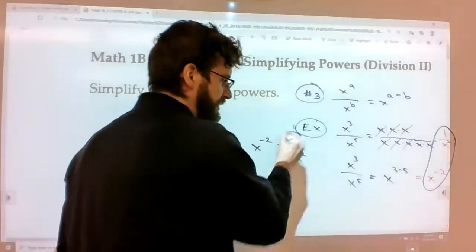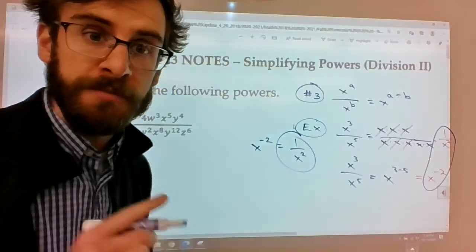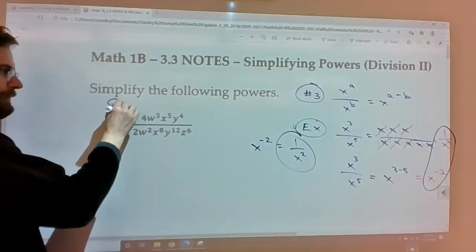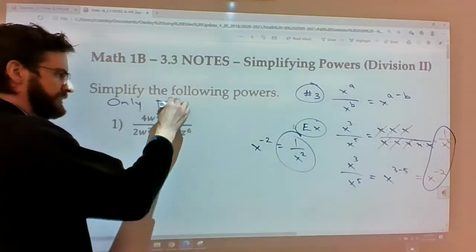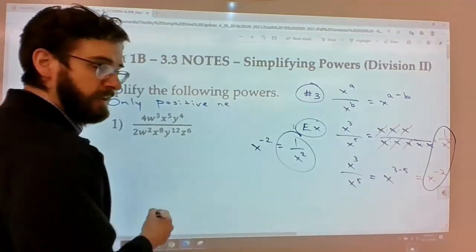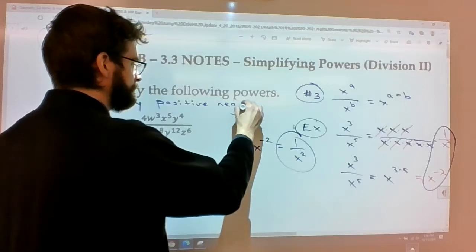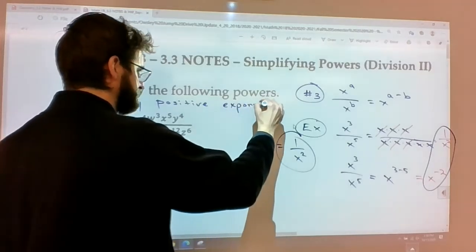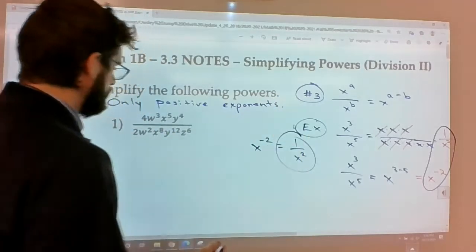So what I want to do is I want to write all of these answers in terms of positive exponents. So on this whole assignment, only positive exponents. No negatives. No zeros either. So what does that look like?